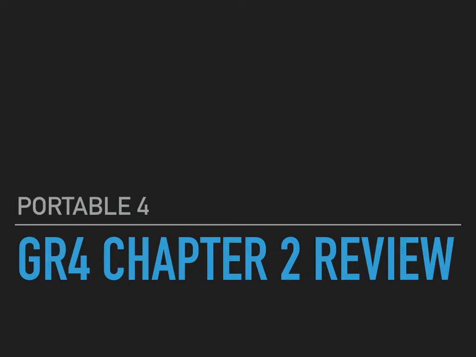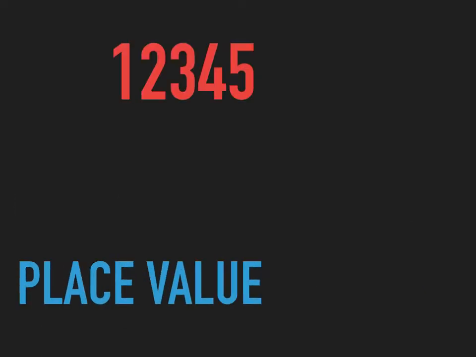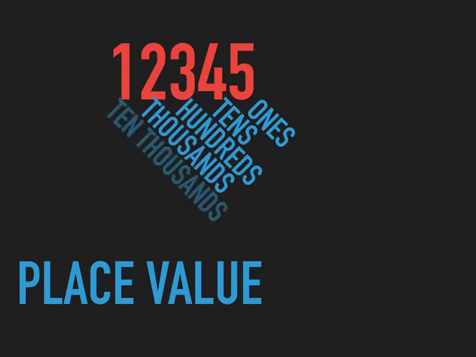Hey everybody, this is a math review of Chapter 2, and this specifically is for the grade 4 concepts that they need to know in Chapter 2, which is a lot of numeration, so a lot of place value, rounding, and things like that. So let's just start off with place value. Place value basically means that the value a digit has is based on its place.